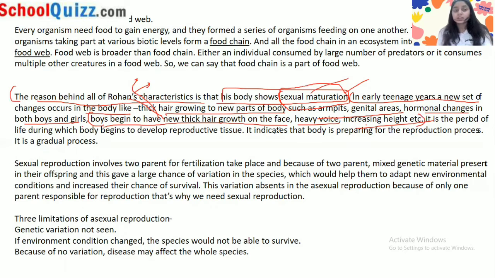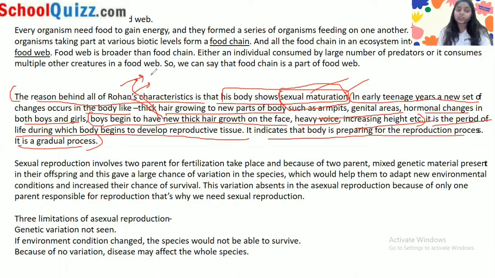So it is a period of life during which the body begins to develop reproductive tissue. It indicates that the body is preparing for the reproduction process. It is a gradual process. Okay, so this is how you can complete the answer.